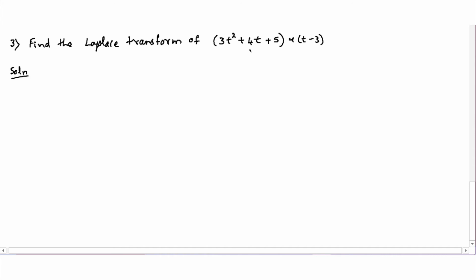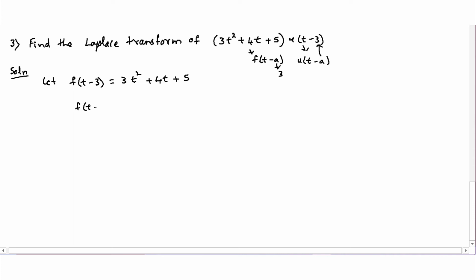So once again, if you observe, this represents your f of t minus a, and this represents your u of t minus a. So if you compare, the value of a is 3. So you have to replace the value of a as 3 over here. So if you rewrite, let f of t minus 3 be nothing but 3t square plus 4 times t plus 5.